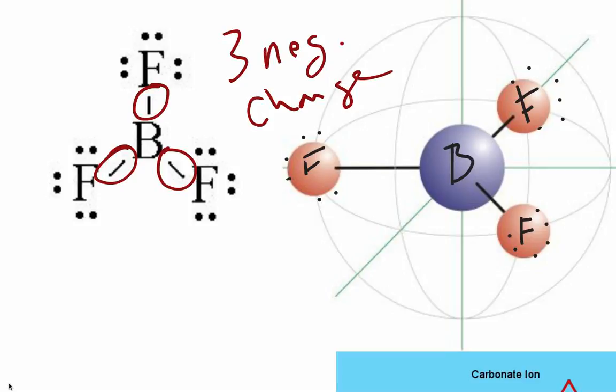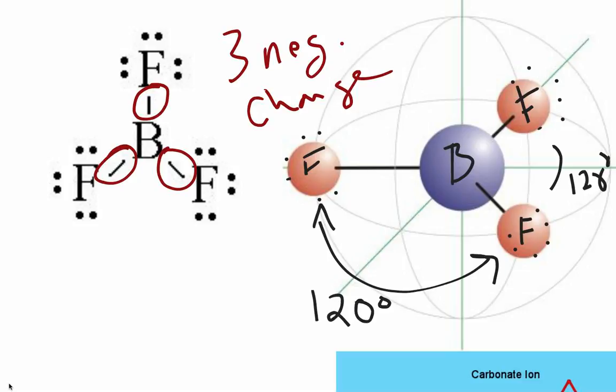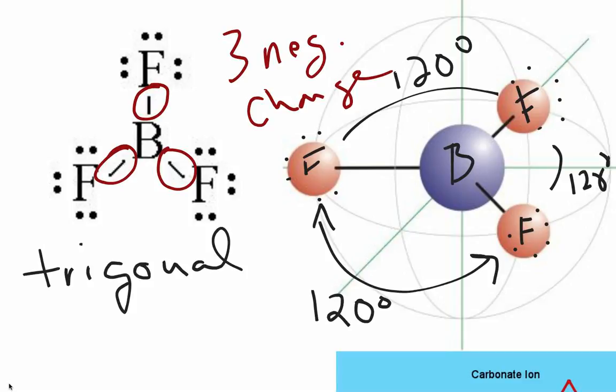If you spread three things out as far as possible in three-dimensional space, what you are going to get is a bond angle between each of these of 120 degrees. So these are all spread out at 120 degrees. This shape, by the way, is called trigonal planar, because it is flat in a plane. This is a flat molecule, trigonal because there are three bonds.